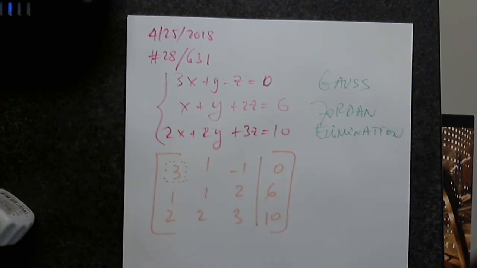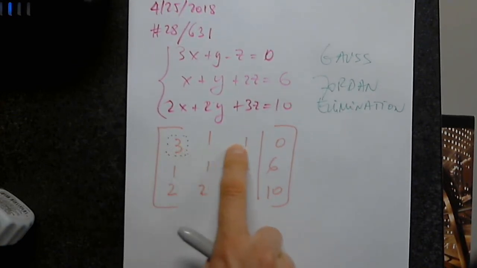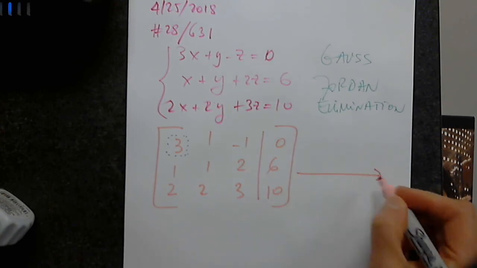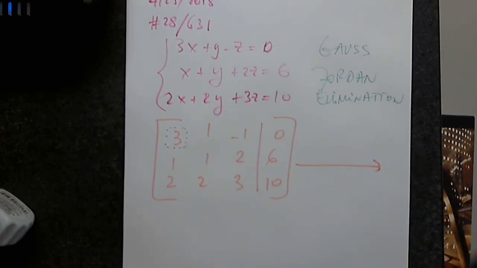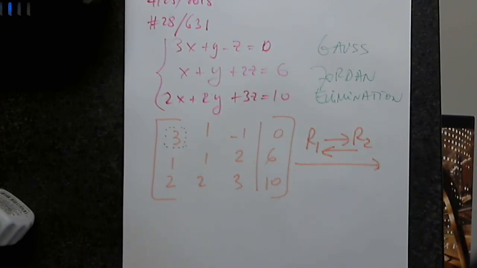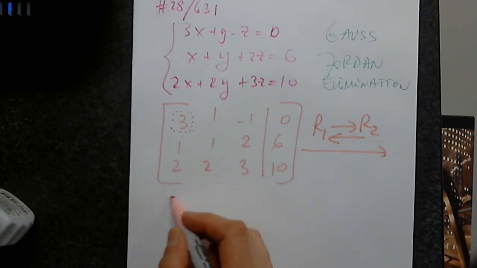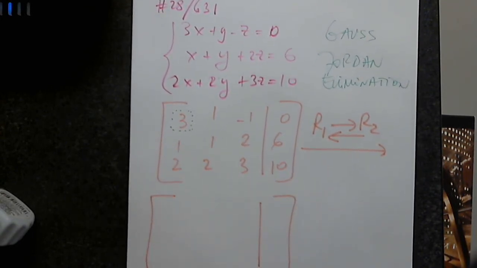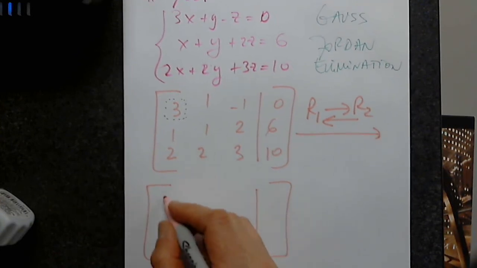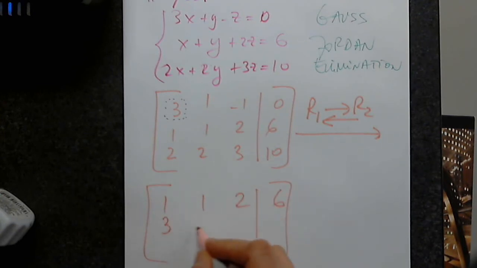What should I do? Yes, indeed, I will swap. I will not divide both sides by 3 here, because then I have 1, 1/3, negative 1/3, and 0, and I don't want that. So very good. I will swap. Which rows will I swap? Yes. R1 becomes R2, and R2 becomes R1. So do not write the equal symbol between these. They are not equal. An arrow is all you can write. So 1, 1, 2, 6, 3, 1, negative 1, 0, 2, 2, 3, 10.